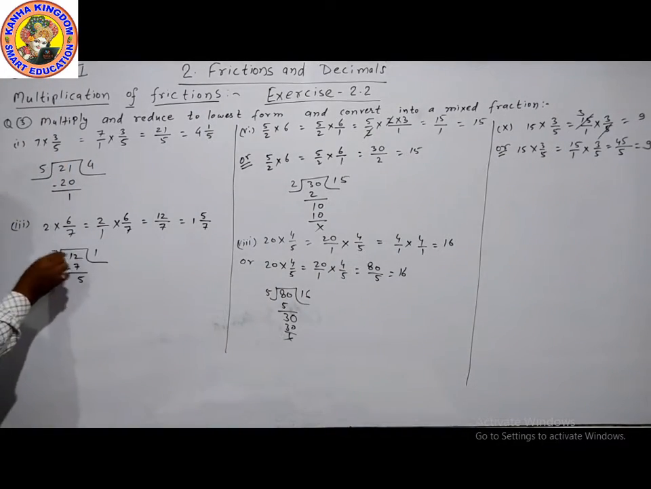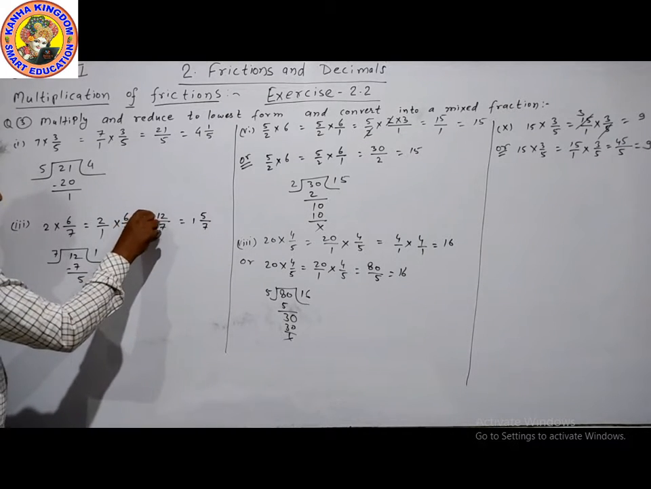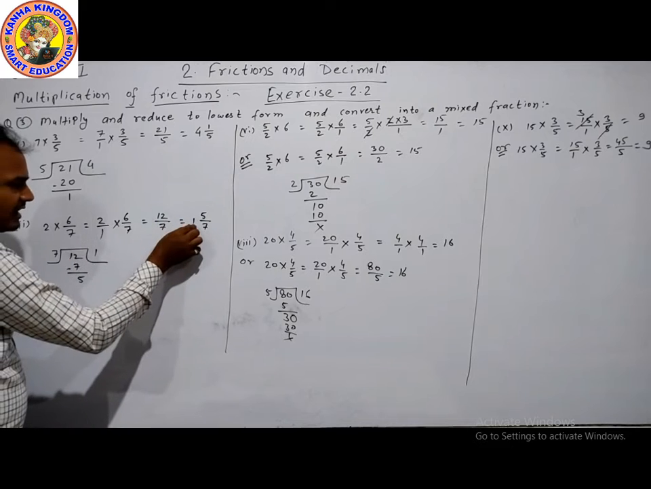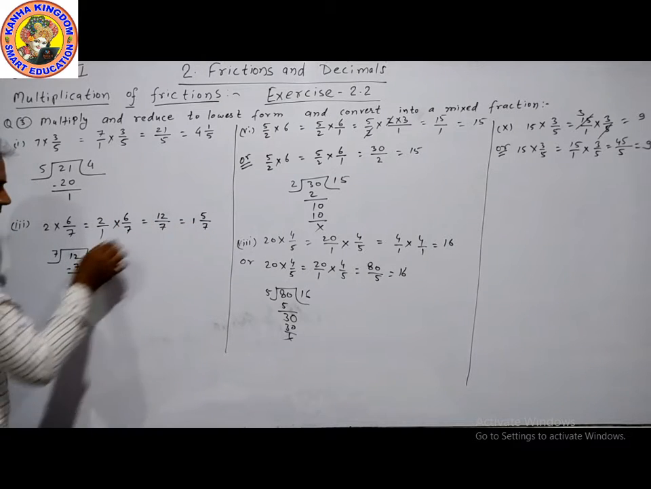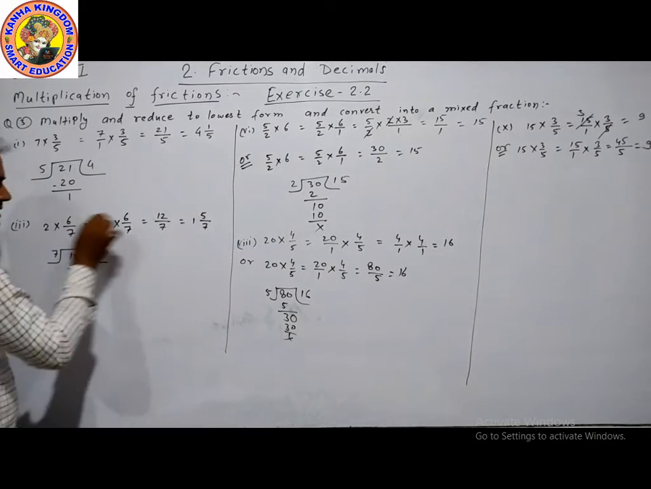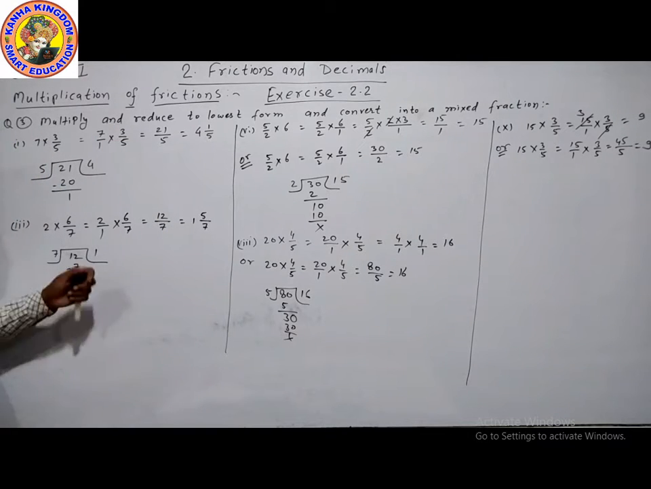Now 12 will be divided by 7. 1 time 7, remainder is 5. 5 is less than 7, so we cannot divide again. In this division, we completely divide by 1. Remainder is 5. Divisor is 7. So this is our mixed fraction number.